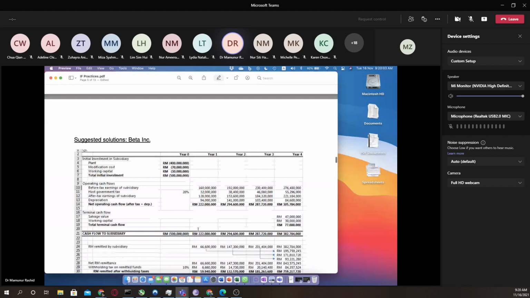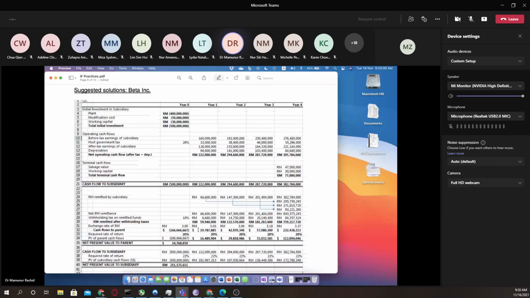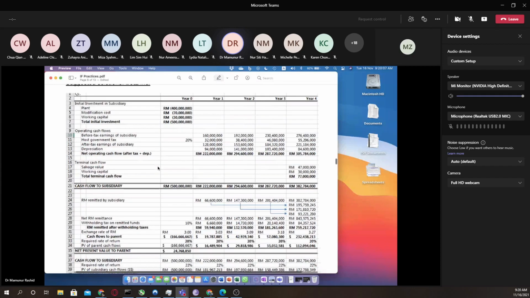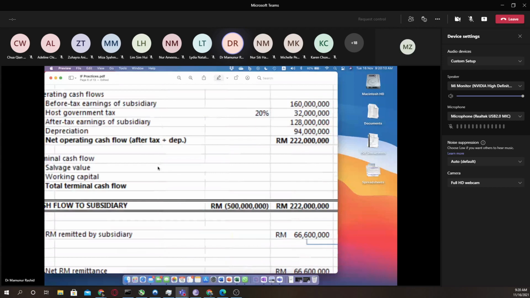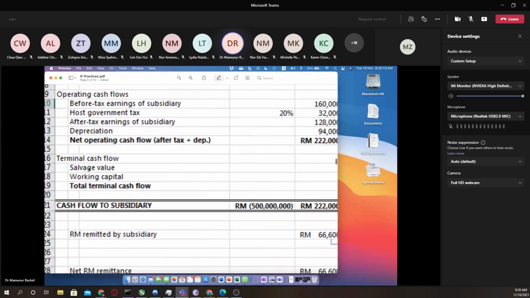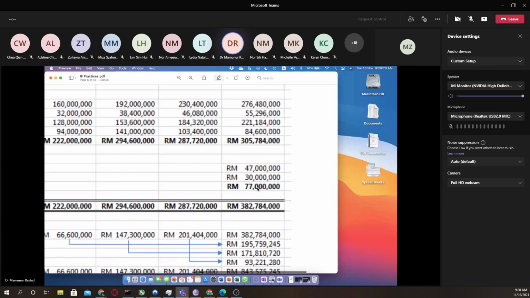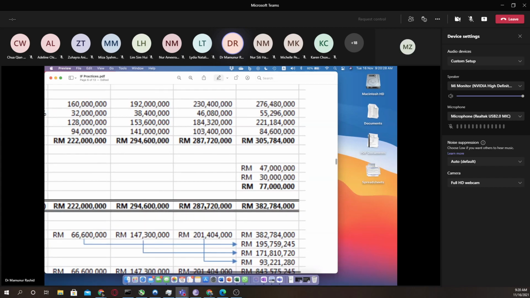And this working capital is provided by the parent company, so it will come back. So what we are doing here, the salvage value in the terminal cash flow, ending cash flow, salvage value plus the working capital, together is 77 million. This 77 million will be added to the 305.784, which is 382.784 million in the last year. Altogether, we have these cash flows.